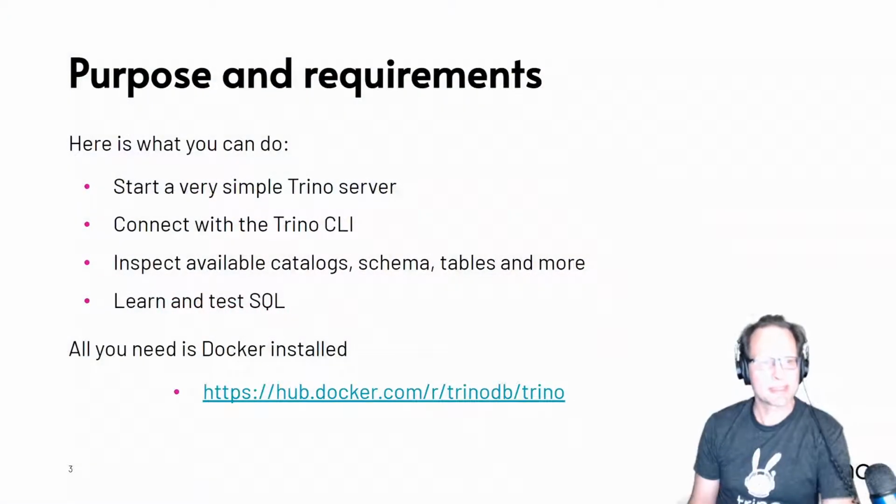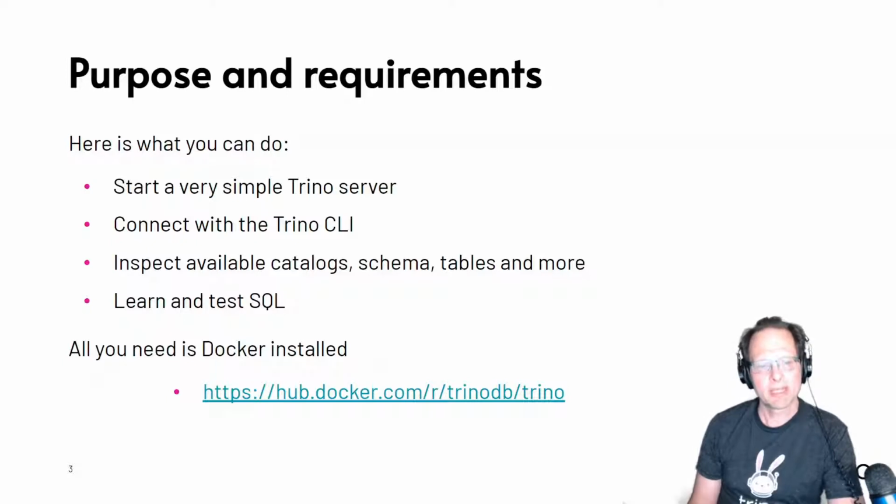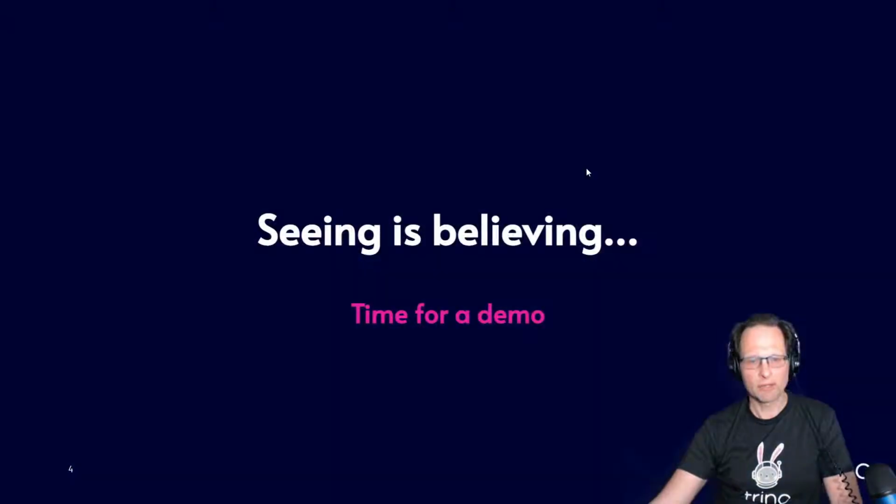In today's exercise, we will have a very simple way to start a Trino server, connect to it with the Trino CLI, and because there is a bunch of data already in there automatically, we can explore the catalog, schemas, tables, and the data, and with the available SQL commands, expand our SQL knowledge and explore what functions are available and how we can manipulate the data, how we can query the data, and so on. All you really need is Docker installed. Let's have a look how this works.